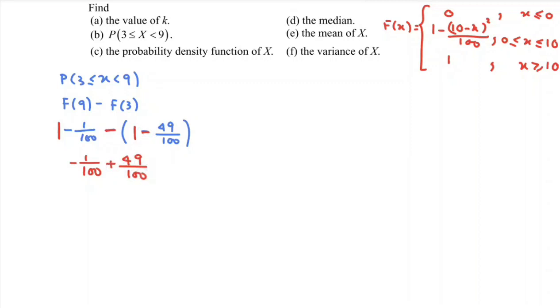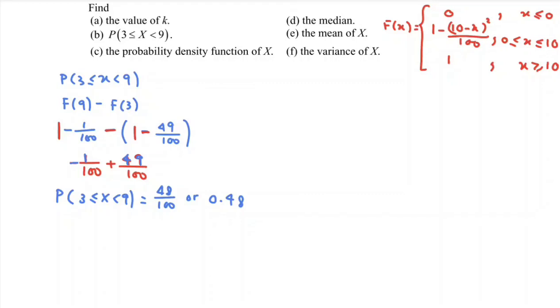After we simplify the situation, the probability that X is greater than or equal to 3 and less than 9 will be equal to 49 minus 1, so we have 48 over 100, or we can write our answer as 0.48. So that is the probability for X greater than or equal to 3 and less than 9.